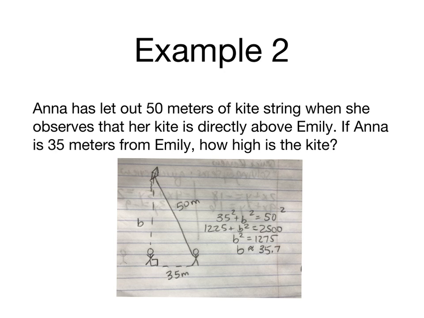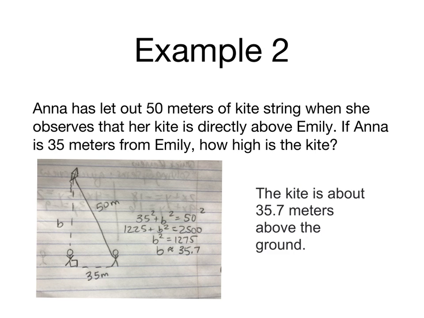Okay, so in this case, we're finding a leg. Now, I know I usually make A the missing one, which we totally could have done, but this also worked. So we put 35 in for one leg, B for the other, 50 for the hypotenuse. So 35 squared plus B squared equals 50 squared. 1225 plus B squared equals 2500. B squared equals 1275 when I subtract from each side. Square root, 35.7, which makes the answer to my problem: the kite is about 35.7 meters off the ground.